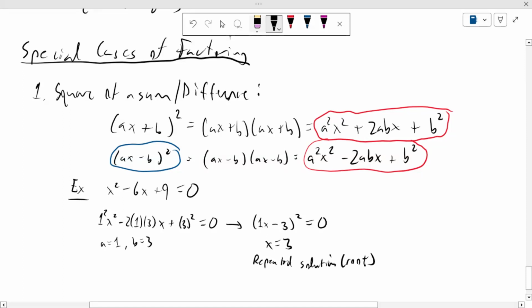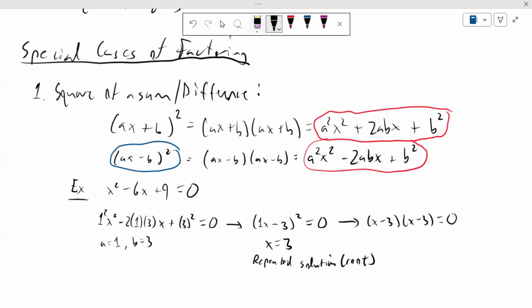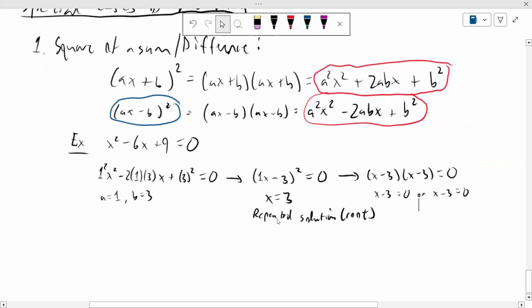Why is it called repeated? It's because if we actually write out the definition of x minus 3 squared, that's x minus 3 times x minus 3 equal to 0. So by the zero factor property, either x minus 3 is equal to 0 or x minus 3 is equal to 0. So we get x equals 3 twice, basically. And so that's why it's called a repeated solution or a repeated root. Any questions on that?